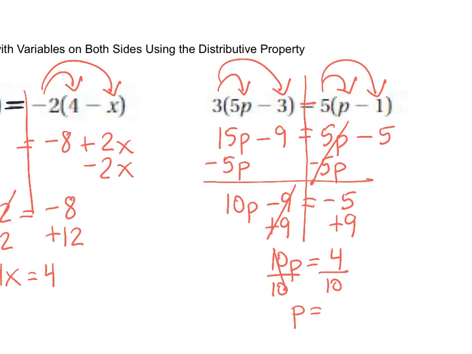Some kids are going to immediately go and write that as 0.4. Some kids are going to immediately reduce to 2/5. Either is acceptable, and the problem will tell you if they have a preference. And that is it. That's our last bit for advanced distributive property. Thanks.